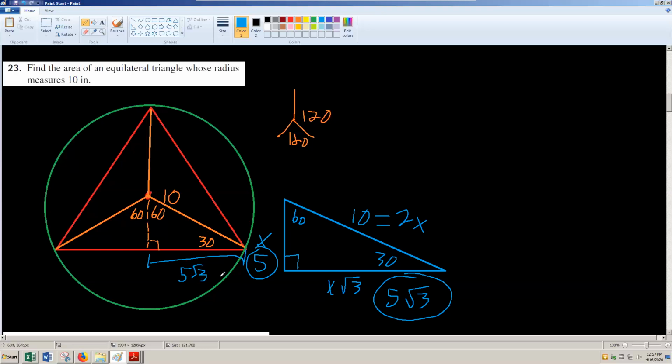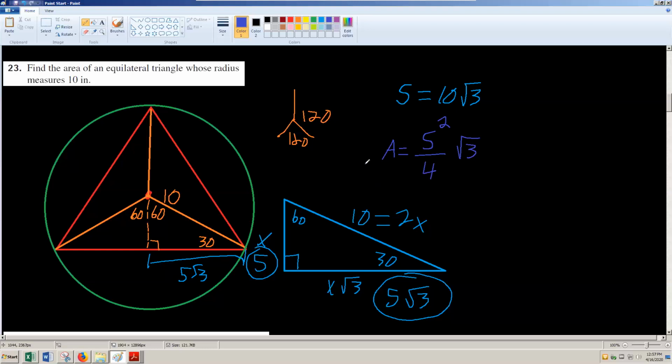If this is 5 root 3, I'm able to figure out the side length of my triangle. So when I'm looking at my triangle here, I can say the side length equals 10 square root 3. From here, I know there's a way that I can figure out the area of my triangle, if it's an equilateral triangle that is, just based off the side length. That formula is area equals side length squared over 4 times square root 3. So I personally would use this, but again, you don't need to.